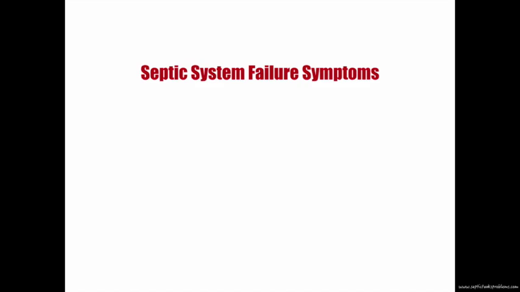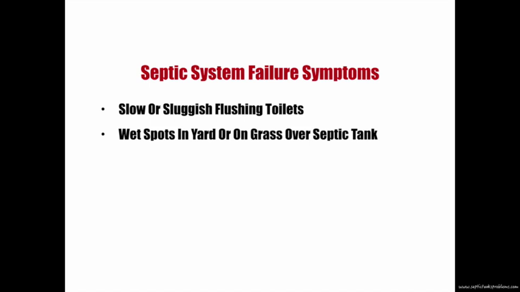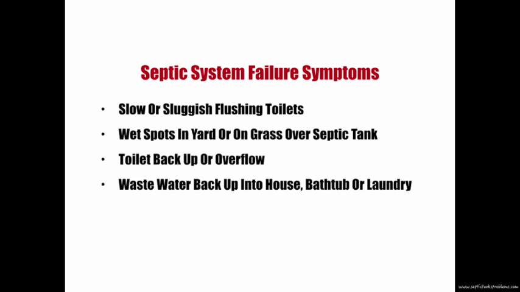So, what are some of the symptoms associated with septic system failure? Well, there could be slow or sluggish flushing toilets, wet spots in the yard or on the grass over the septic tank. Or many people have experienced toilet backup or overflow or wastewater backing up into the house or bathtub or laundry. At this point, you're normally presented with two options.